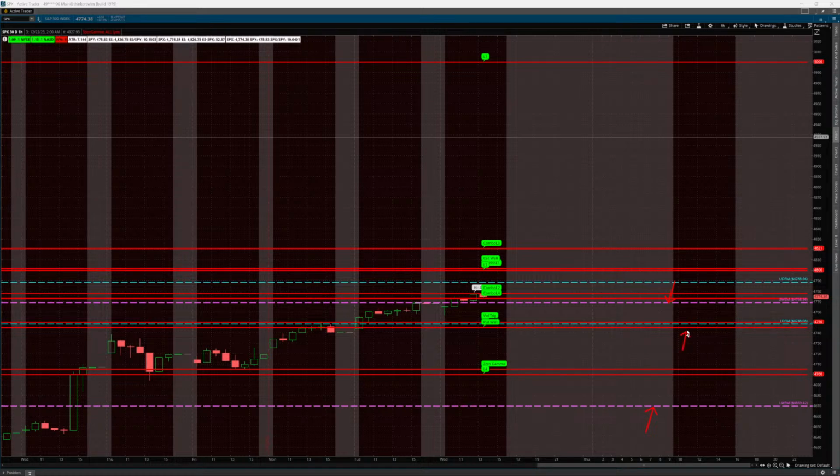The dashed blue lines are showing the lower and upper daily expected move. And note that SPX is trading within that range today. So those are the expected moves.